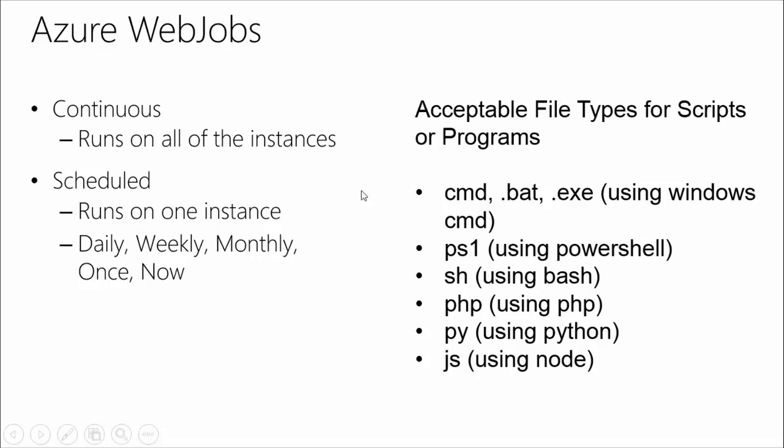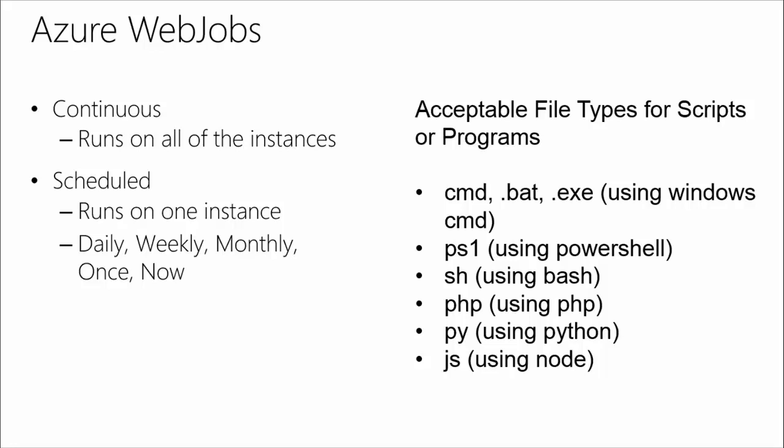Now, web jobs were introduced rather recently, and they talk generally about scripts that you want to run on your websites at a point in time. So it's scheduled. In some cases, we want to schedule these to run continually, and in some cases, we want to schedule them once a month or weekly. If you schedule them to run continually, then your web job is going to run on all of the instances that are brought up. If you schedule them to run, for example, daily, weekly, once, or right now, then it's going to run on one instance.